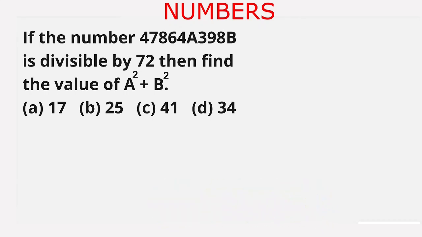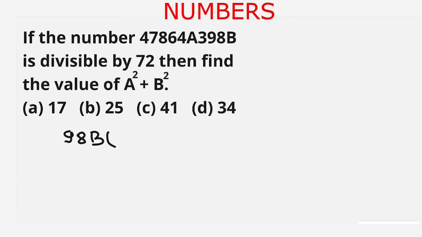As the given number is divisible by 72, it means that it is divisible by 8 as well as 9, as 8 times 9 is 72. And we know the divisibility rule of 8. If the last 3 digits are divisible by 8, then the number is divisible by 8. And the last 3 digits in this number are 98B.